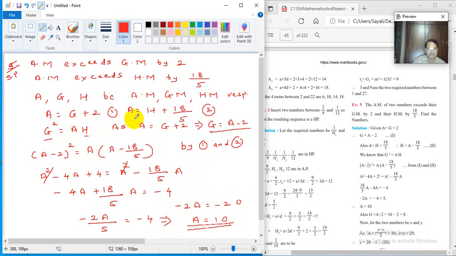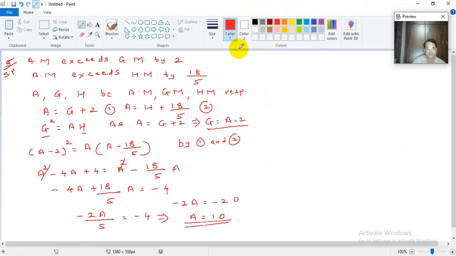And when I know a, I can also calculate h. So now how can we continue in this problem? See, now you have got a is equal to 10. This is what we know, sure shot. Now here this relation tells you that a is equal to g plus 2, that is g is equal to a minus 2. So it is 10 minus 2. So g is 8. So g 8 we got.